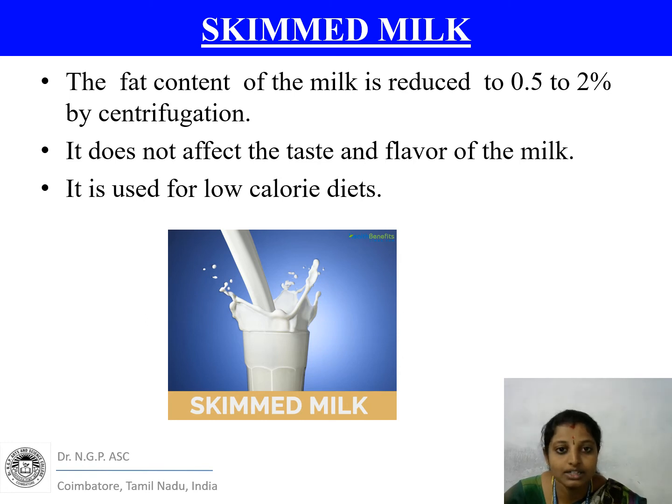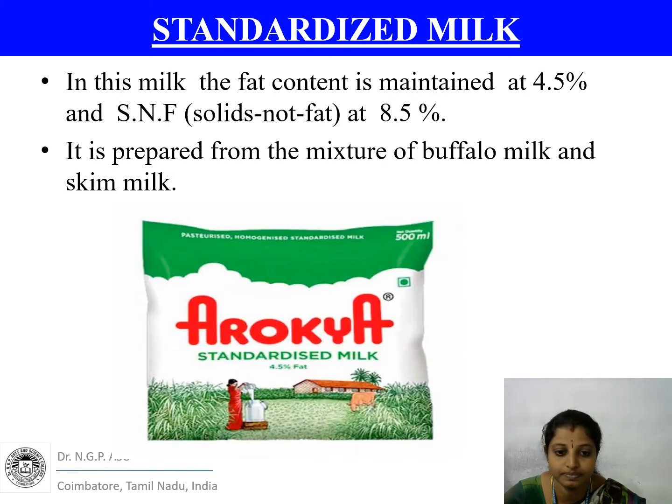In skimmed milk, the fat content of the milk is reduced to 0.5 to 2% by centrifugation. It does not affect the taste and flavor of the milk. It is used for low-calorie diets. Next is standardized milk. In this milk, the fat content is maintained at 4.5% and SNF, that is solids non-fat, should be 8.5%. It is prepared from a mixture of buffalo milk and skimmed milk. Both milks will give a standardized value.